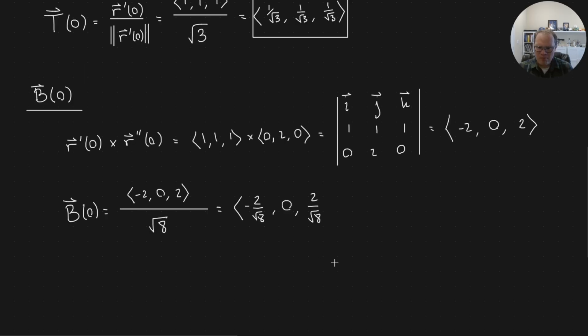And if you remember your roots, it's pretty easy to see root 8 is just 2 root 2, right? Because 8 is 2 times 4, and the square root of 4 is 2. So we could pull a 2 out of the root, and so I get 2 square roots of 2. If I were to make both these 2 square roots of 2, the 2 in front would cancel with the 2 on top. And so this simplifies to -1 over root 2, 0, 1 over root 2.